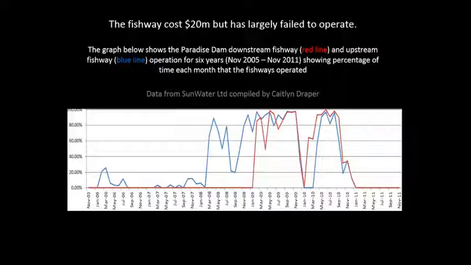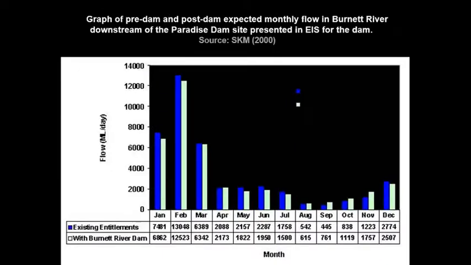So I think the fishway might be back to operating, but in the over 10 years that the dam has been operational, the fishways have actually operated for less than 5% of the time. So basically they're useless. And very few fish are using them, and not big size classes either. So you can throw a lot of money at something, but then it becomes a management nightmare and it doesn't solve your problem. It's just a band-aid.